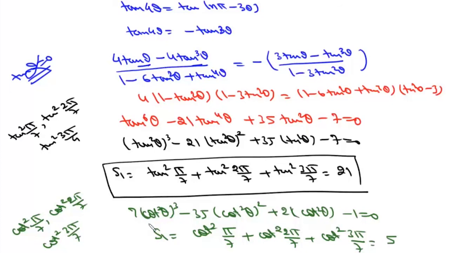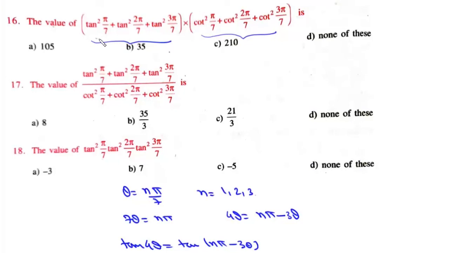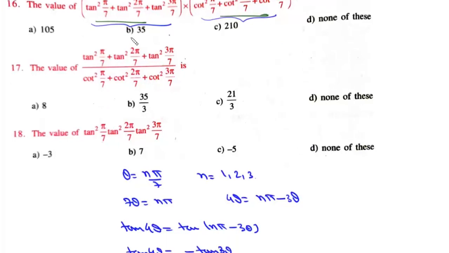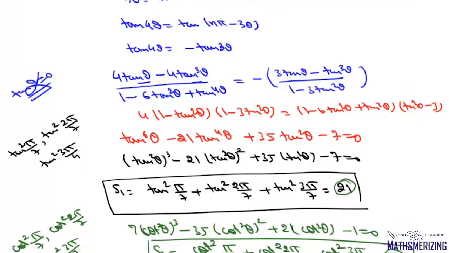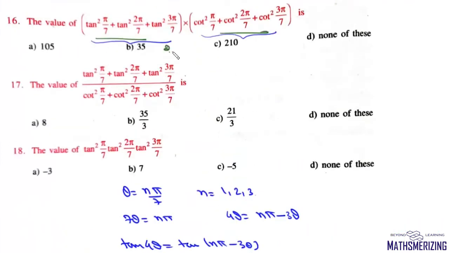So from the same equation, we have got two results. Now the first question is, we need to find the value of this product. Now we know that the answer to this tan series is 21 and the cot series is 5. So this result will be 21 into 5, which is 105, and that's our option number A. Now what about the second result? Now this is 21 and it is 5, so it will be none of these.